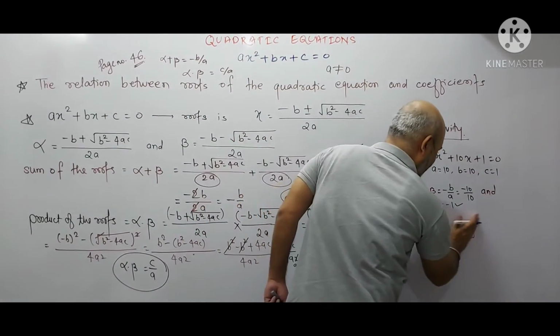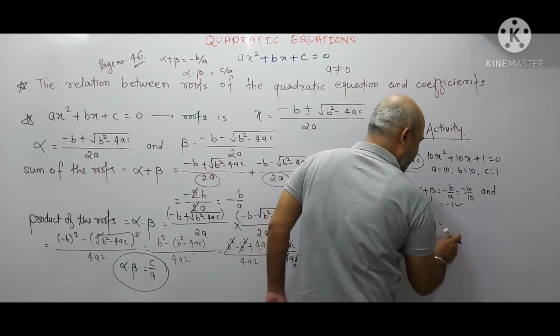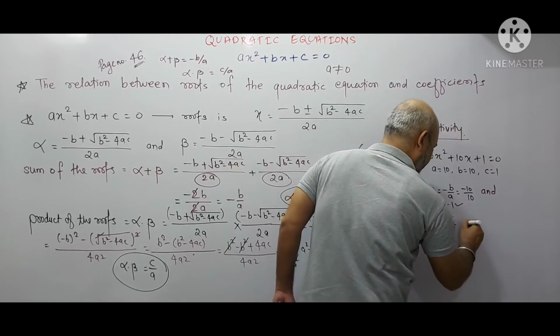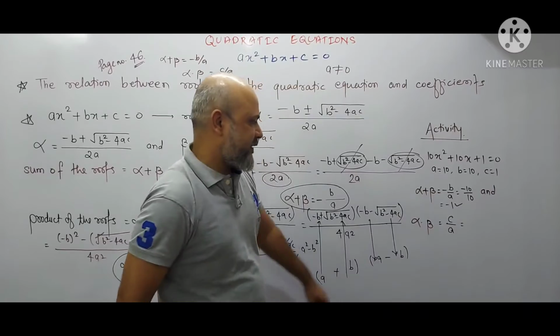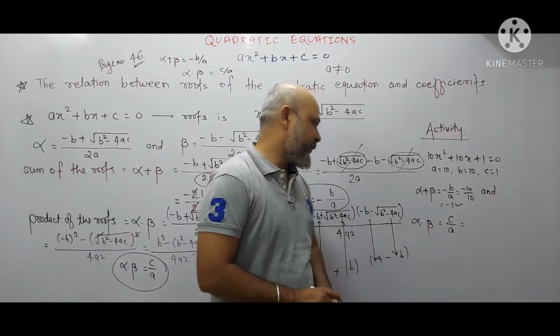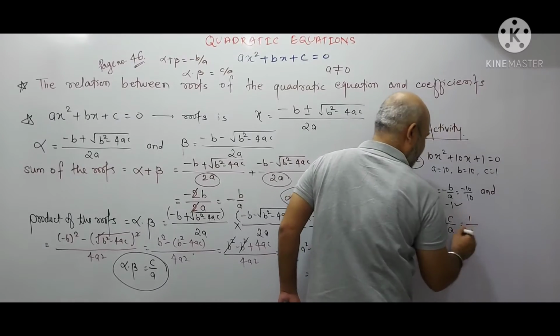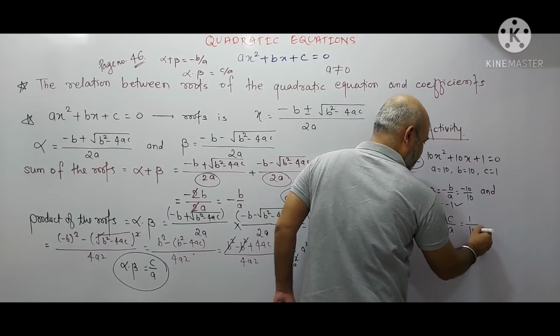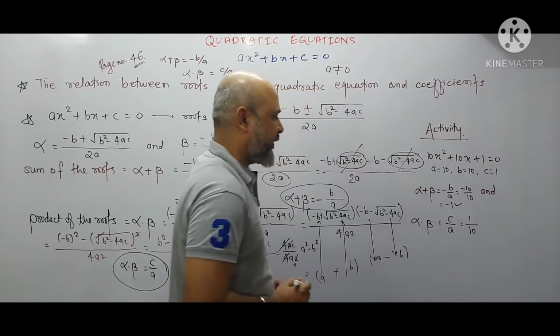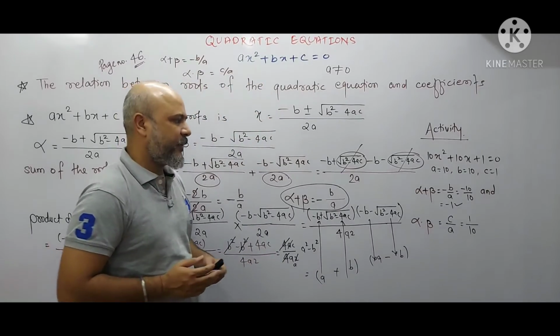How will we find the value of alpha into beta? Alpha into beta is what? C by A. Okay. When you divide C by A, so you will get the value of alpha into beta. And what is C? C is 1. And what is A? A is 10. So value of alpha into beta is equal to 1 by 10.